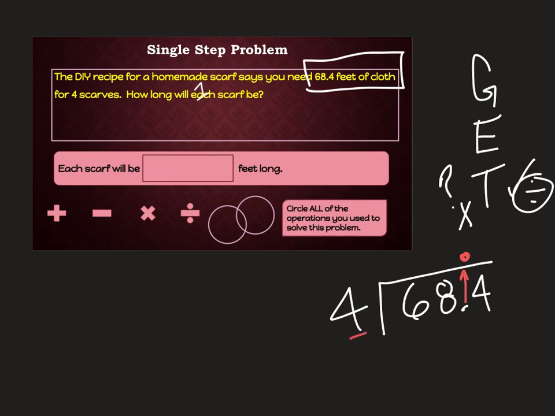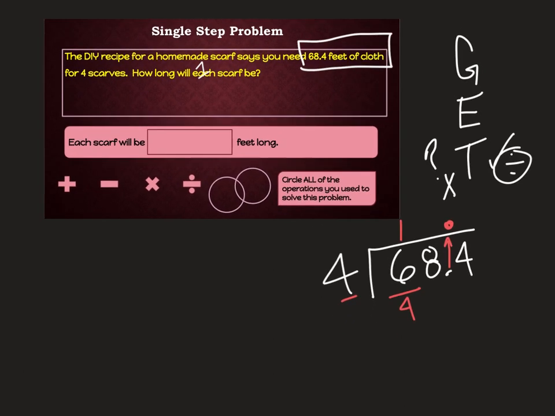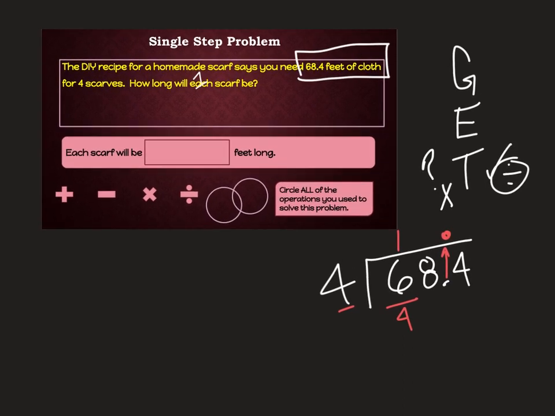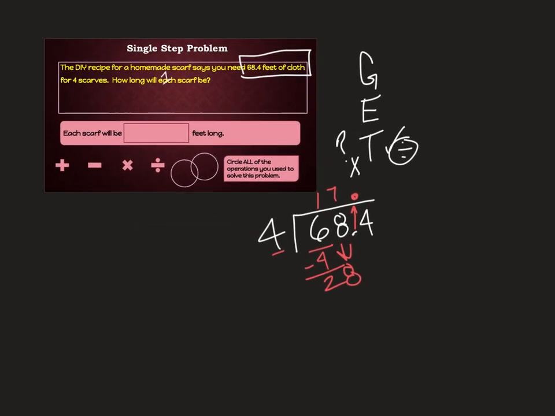Now I can just go through my long division steps. 4 goes into 6 one time. 1 times 4 is 4. And then let's move this a little bit smaller so I can get all my math in there. 6 subtract 4 is 2. Bring down the 8. So now I have 28. How many 4s are in 28, or how many groups of 4 are in 28? I know that's 7, because that's a math fact. I guess I have to make this even smaller still. Okay, 7 times 4 is 28. Subtract again.